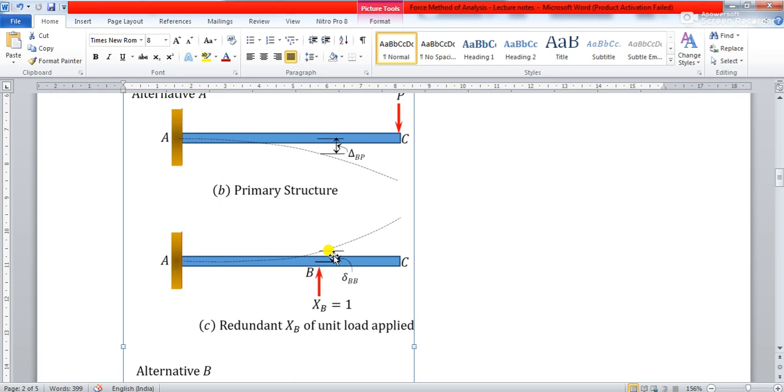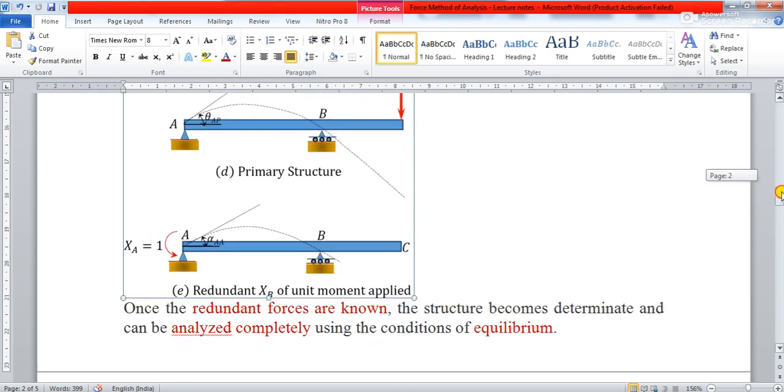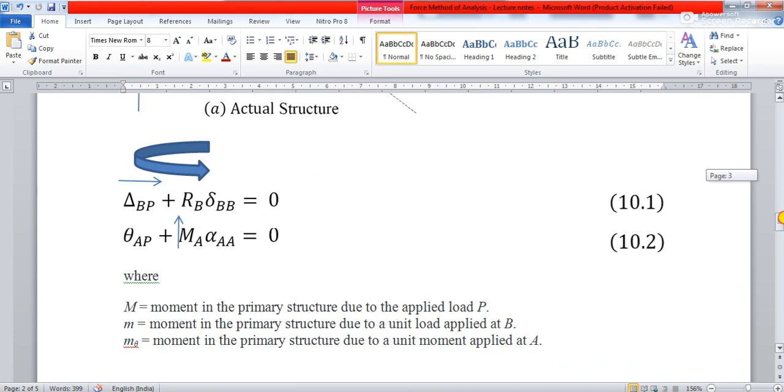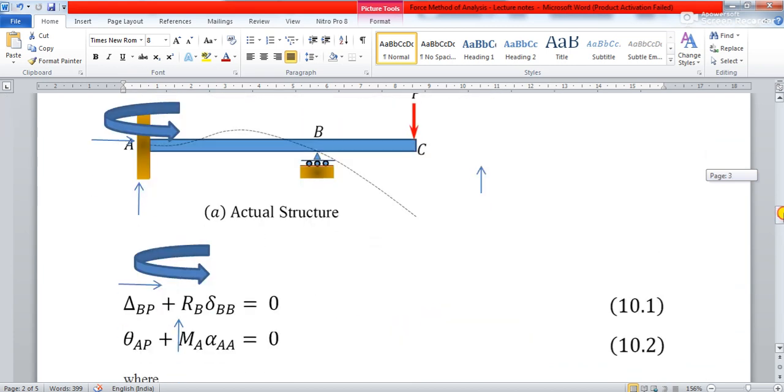Because of the unit load you have found out the deflection. So for one unit load, if the deflection is that much, you should be able to find out what the deflection will be because of the RB load at this point. And if you can find out the deflection at this point because of the P load, then you should be able to equate those two values of the equation.